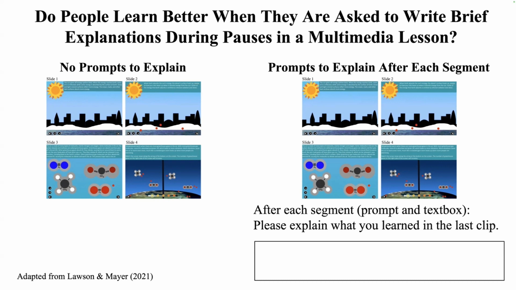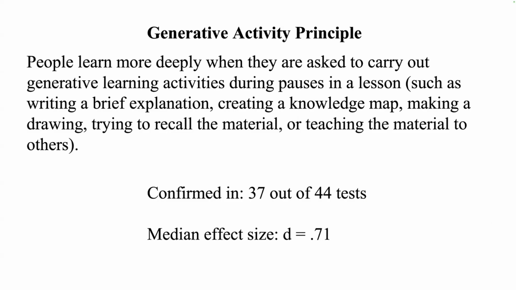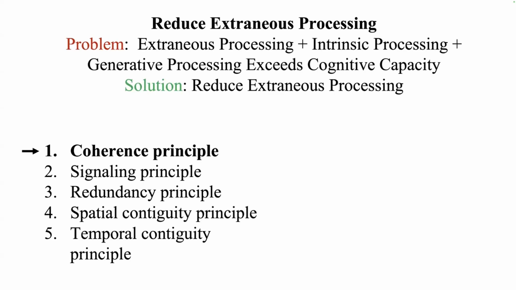On the right, we pause after each video and we ask the learner to please explain what you learned in the last clip. They have to type that in. So that's asking them to engage in a generative learning activity. What we find in 37 out of 44 experiments with a median effect size of 0.71 is that people learn more deeply when they're asked to carry out generative learning activities during pauses in a lesson, such as writing an explanation. So those were all principles for helping people become more engaged.